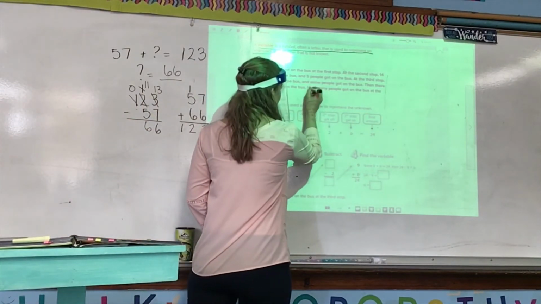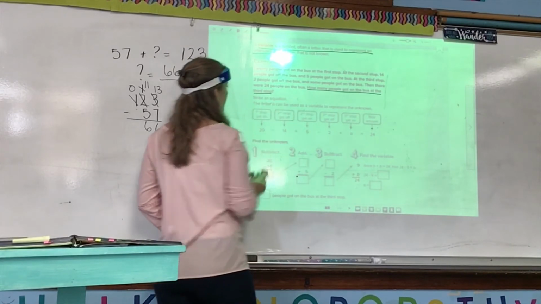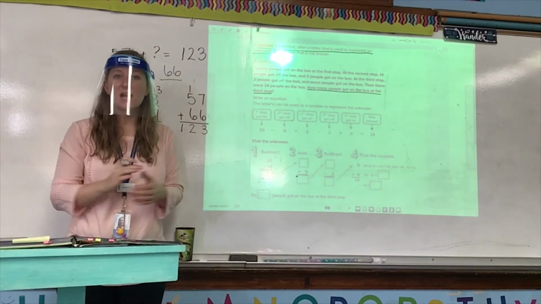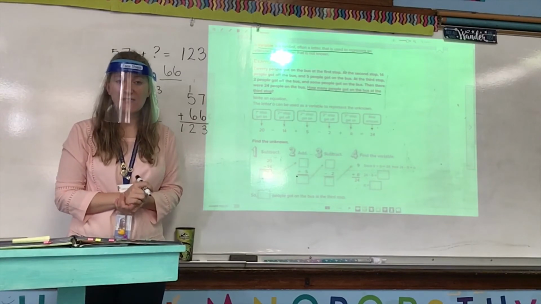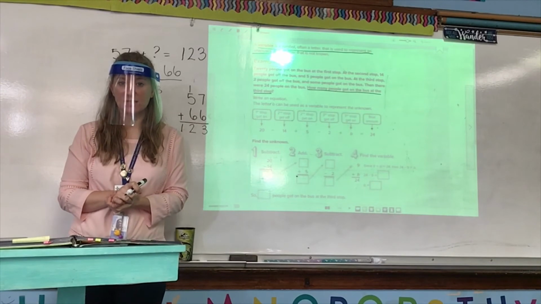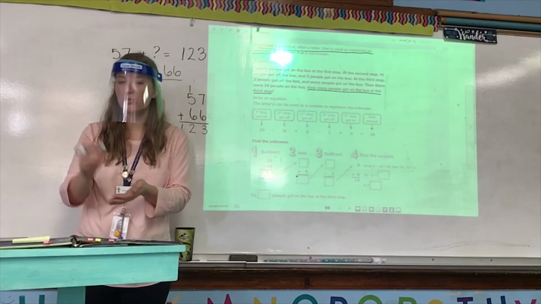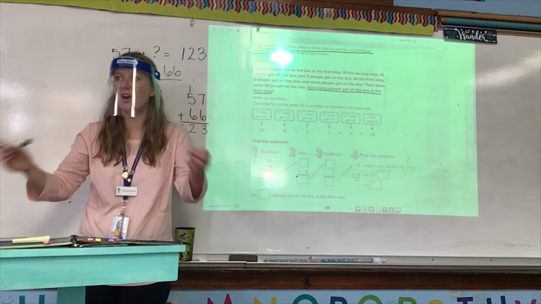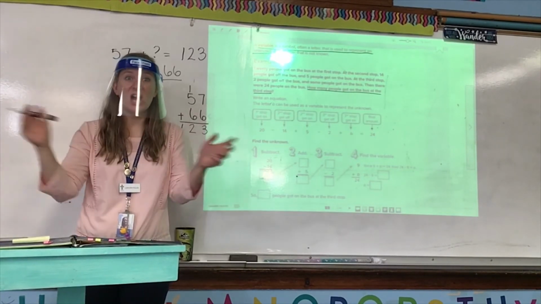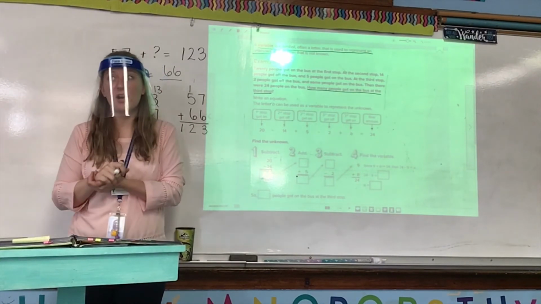So let's underline our question. How many people got on the bus at the third stop? Does this question have any word that tells us an operation that we're using? Does it say how many more, how many less, how much more, how much less, how many in all, how many altogether? Victoria? No. So where does that mean we have to look to get our operation symbols?